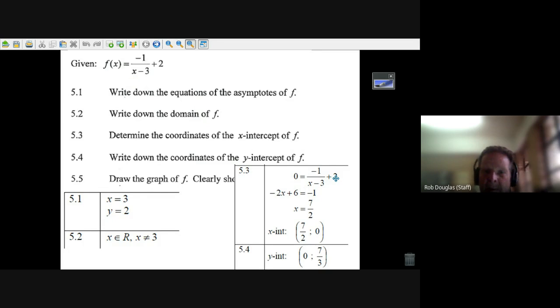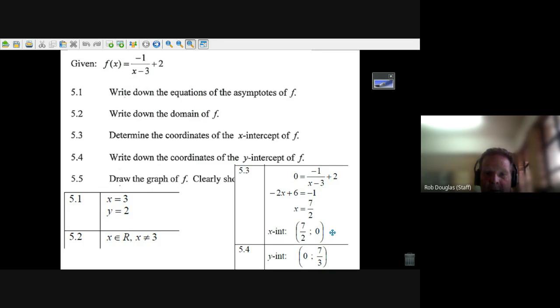I think maybe what they did, oh, I see what they did. They subtracted 2 first and then multiplied by x minus 3. That's how they get minus 2x plus 6. They subtracted 2 first, then they multiplied by that denominator. Now, you want to get the x by itself. You subtract 6, you get minus 2x equals minus 7. Divide by negative 2. There's your x-intercept, but they ask for the coordinates, so you have to write the x-coordinate is 7 over 2, and the y-coordinate is 0.